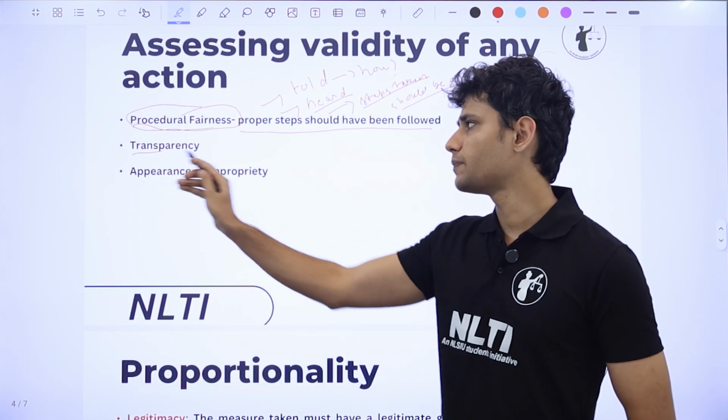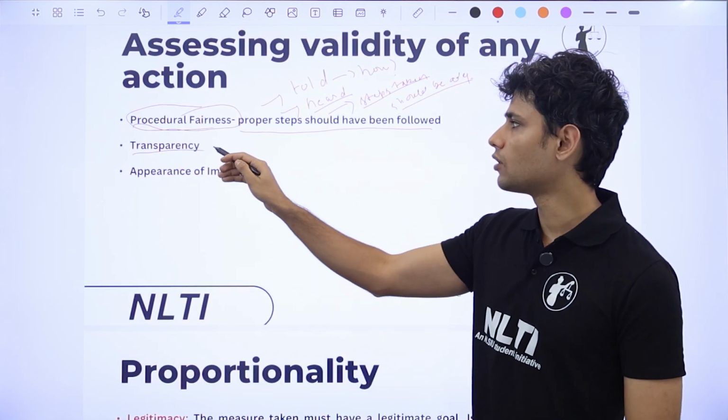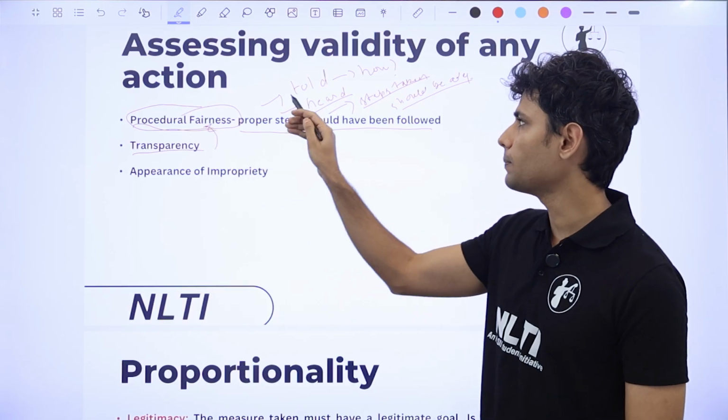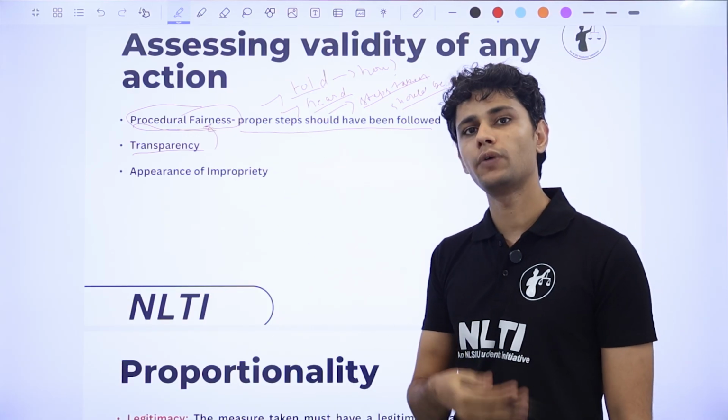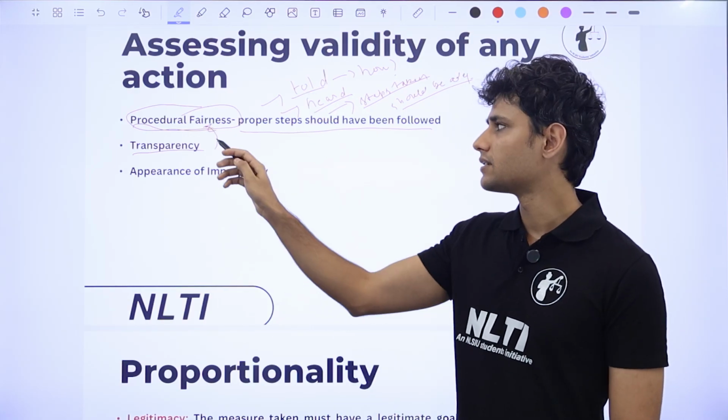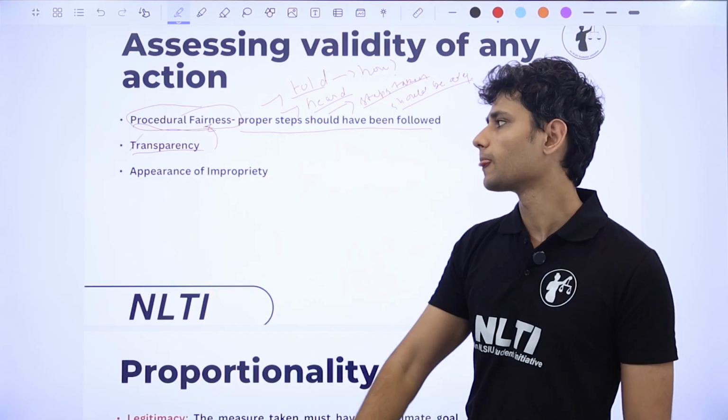Then there are things like transparency. Transparency basically is also part of procedural fairness. For example, in this case, if the teacher is not told as to why they are being suspended, you can say that such action lacks transparency.